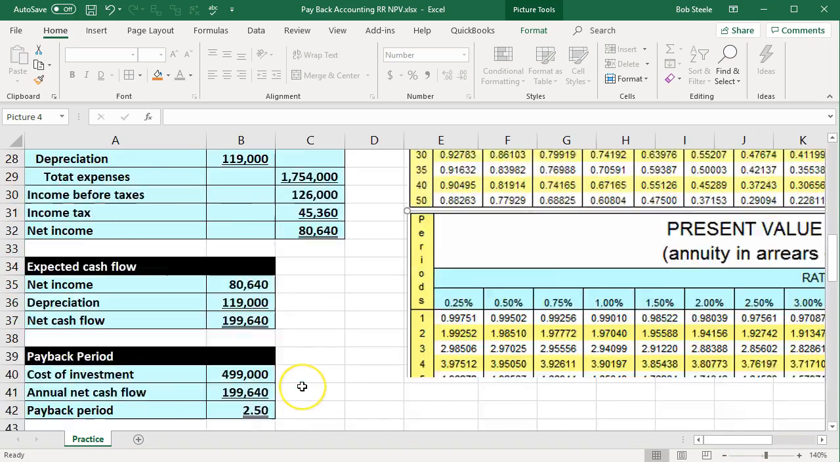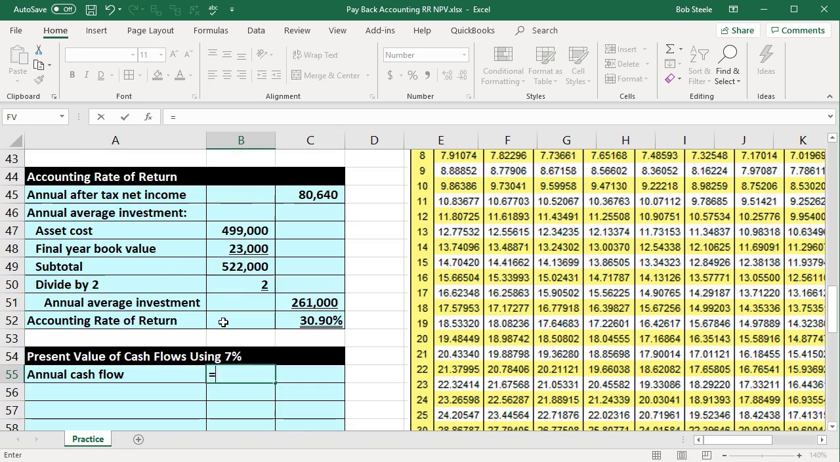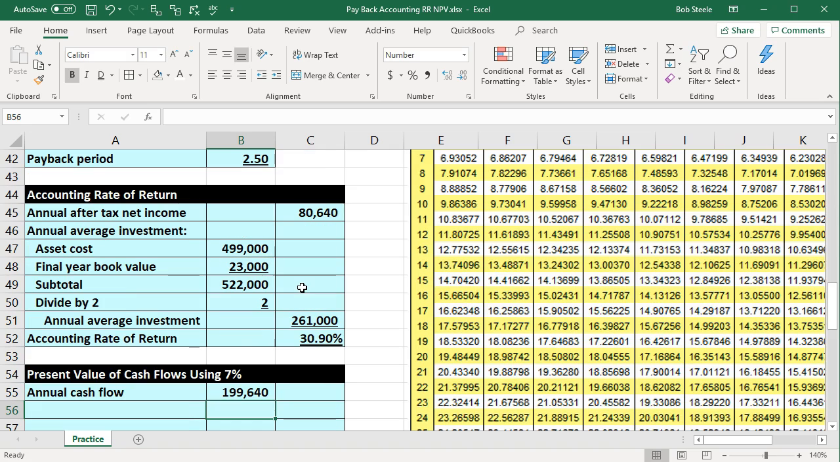We're going to say, all right, we're going to be using our tables down here. We're going to be using the present value. So we're going to first look at the present value of the annual cash flows and use an annuity present value. Now we've calculated the annual cash flows up top. I'm going to say this equals, we're going to go up top to the cash flows, the 199,640.